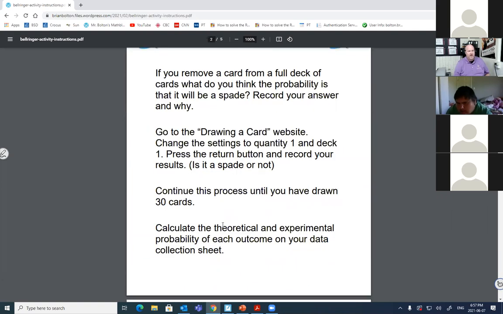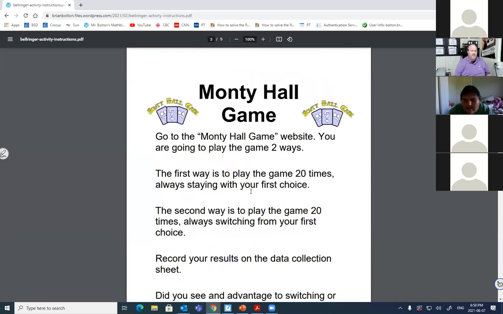And then there's deck of cards. If you remove a card from a full deck of cards, what's the probability that it will be a spade? So then you can talk about theoretical and experimental. Okay, theoretical, yeah, there's 13 out of 52, one over four, whatever it happens to be. Then you do it 30 times, and you see what your results are and you compare the two of them. Are they close to each other? Okay.